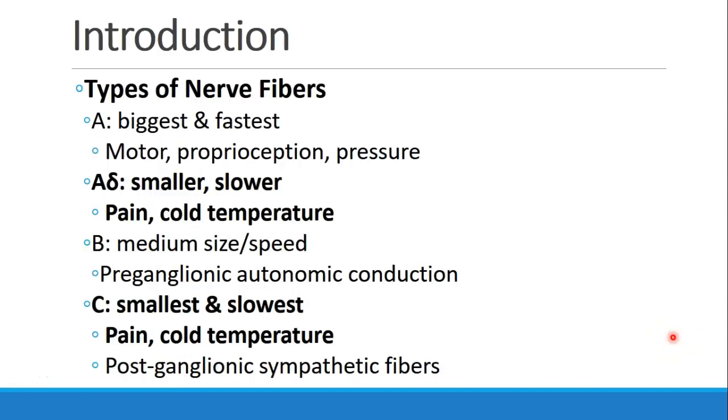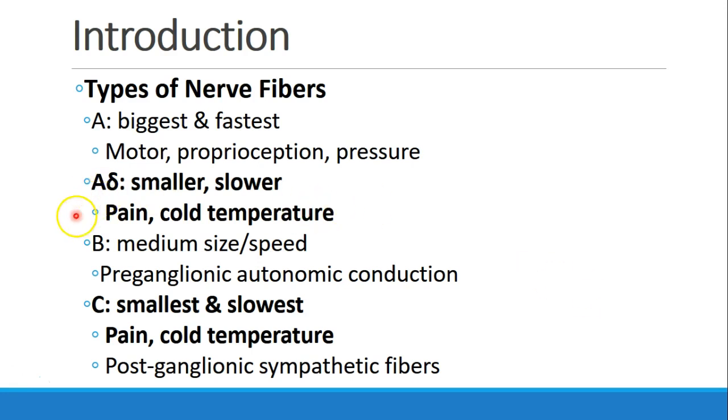Now let's go over the different types of nerve fibers we find in the nerves. There are 3 main types, A, B, and C, and then an A delta subtype, which is really its own special type. The A-type nerves are the biggest and the fastest conducting. They usually serve the function of motor activity, as well as transmission of proprioception and pressure.